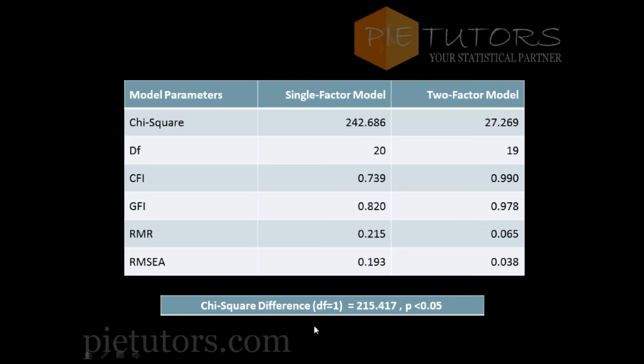If we compare these two models, two-factor model and the single factor model, using the chi-square test, we can see that for 1 degree of freedom, the chi-square value comes out to be 215.417. So this chi-square value is just the difference between these two models. Okay, and we find that for degrees of freedom 1, this value is significant. So we can conclude that when we move from a single factor model to a two-factor model, there is a significant difference in the chi-square values. Therefore, we can conclude that the data fit is more appropriate for a two-factor model compared to a single factor model.